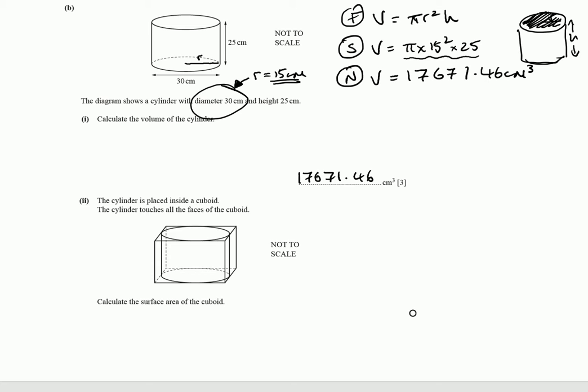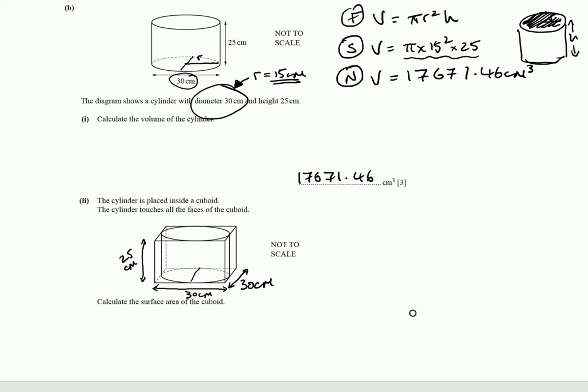If it touches all the sides, then this length of the cuboid down here must be 30 centimeters, just like the diameter of the circle. And this side over here must be 30 centimeters as well, because the diameter goes in every direction. That's 30 centimeters. That's 30 centimeters. And if it fits perfectly inside as they show, then the height of the cuboid must be 25 centimeters, like so.